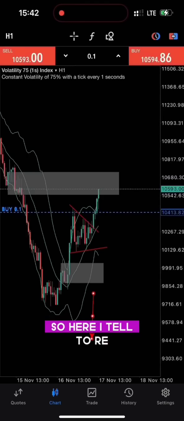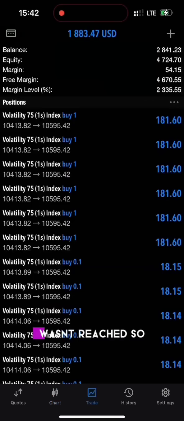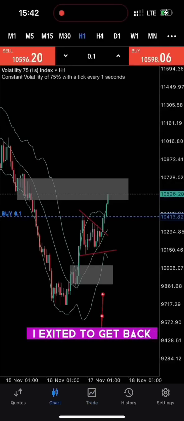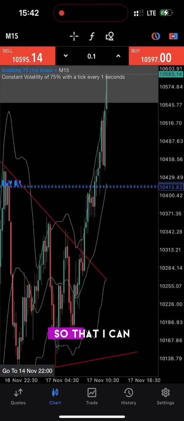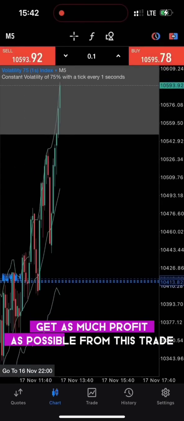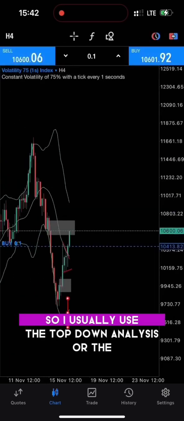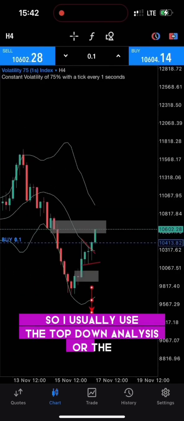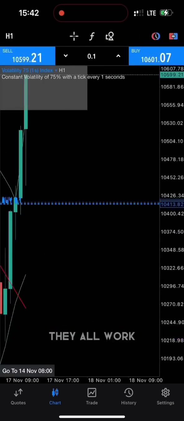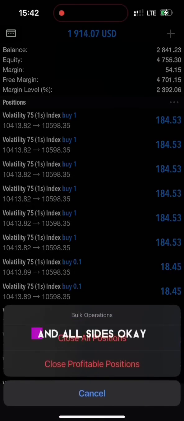So here I decided to re-enter because the profit level wasn't reached, so I exited to get back in with a bigger lot so that I can get as much profit as possible from this trade. I usually use top down analysis or down up. They all work. You need to check the trade from all angles and all sides.